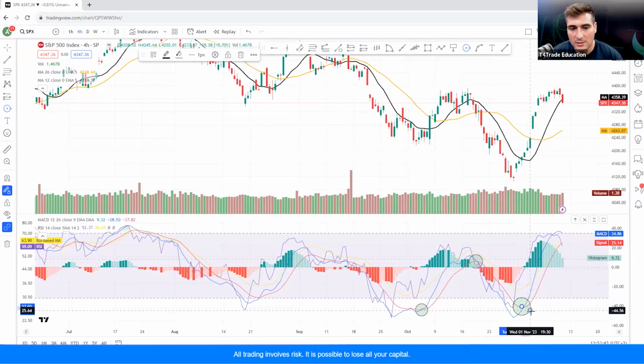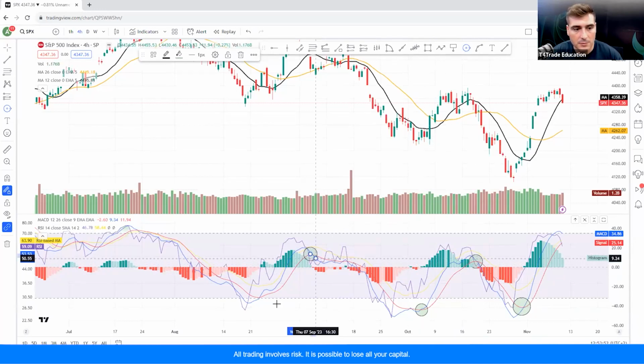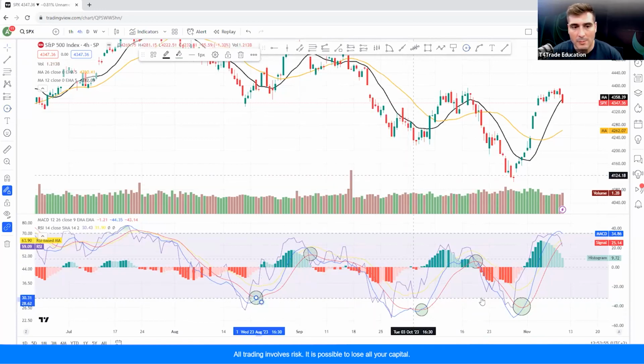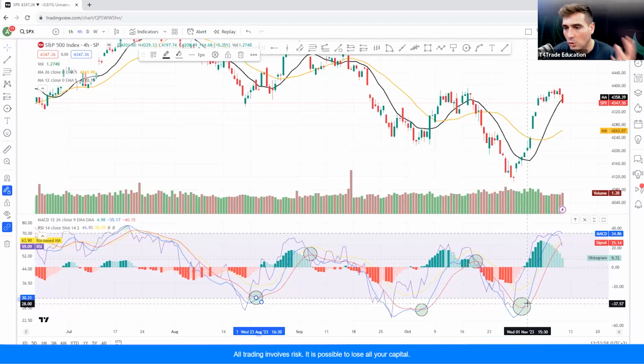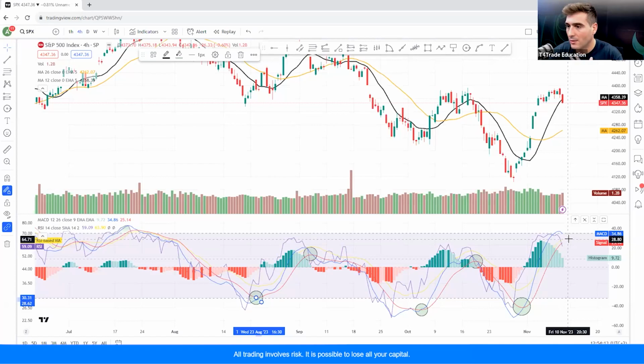So another one is here, another one here, another one here, another one here. Remember, whenever the blue line crosses above the red line, bullish. Whenever the blue line crosses below the red line, bearish. In this case right now, we can see the blue line, the MACD line, peaking and starting to point south. That means there might be a bearish crossover between the MACD line and the signal line. So let's not go into the much more recent ones.